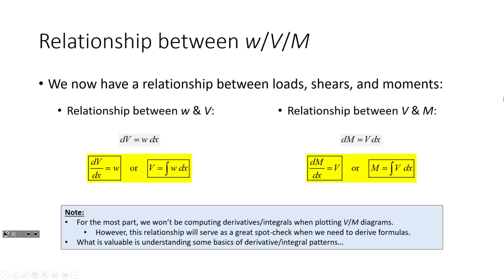Now, what is valuable about this is understanding the relationships between derivatives and integral patterns when you plot things. Let me ask you a question. What is the derivative of x squared? What is the derivative of 4x squared? Okay, so now let me ask the question a little bit differently. If I were to plot x squared, or plot 4x squared, or 6x squared, or if I were to plot 3x squared plus 2x plus 8, what do I call those graphs? What are the names of those graphs?